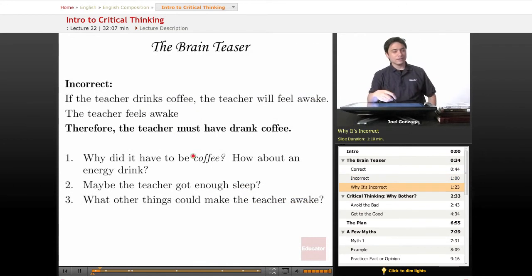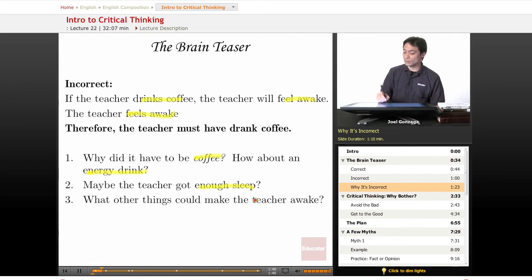First off, why did it have to be coffee? Here's what we know. If the teacher drinks coffee, the teacher will feel awake, and the teacher does indeed feel awake. But why did it have to be coffee? Well, how about an energy drink? Maybe I drank a Red Bull this morning and that's why I feel awake. Or maybe the teacher just got enough sleep. Or maybe the coffee was decaf. Or maybe there's a lot of other things that could have caused the teacher to feel awake.